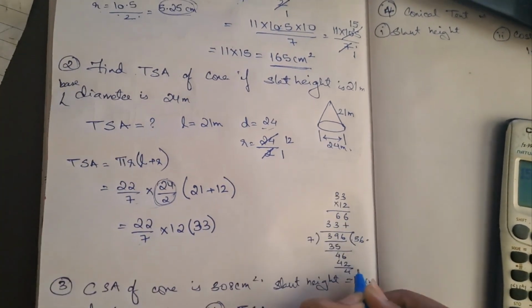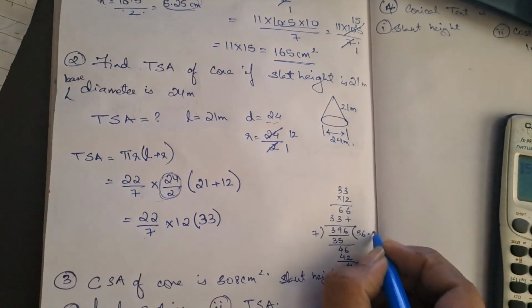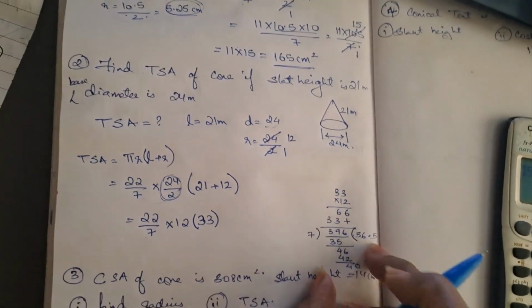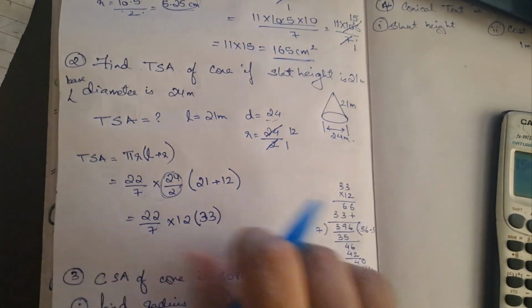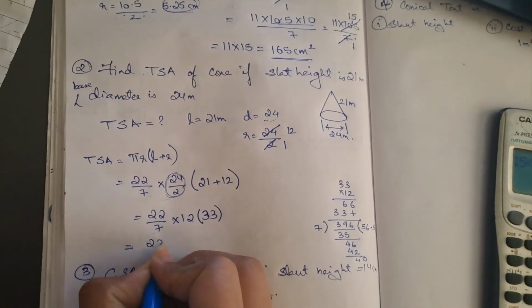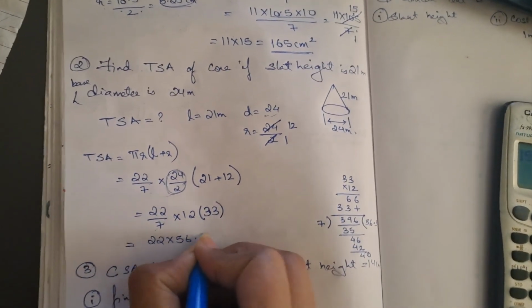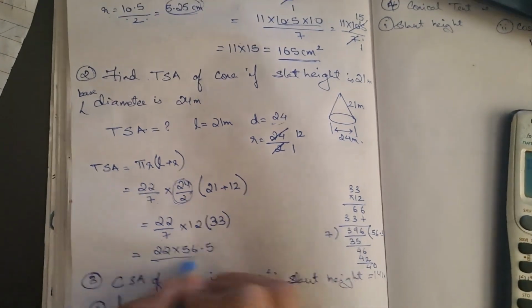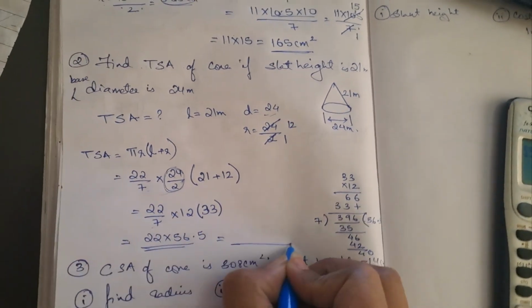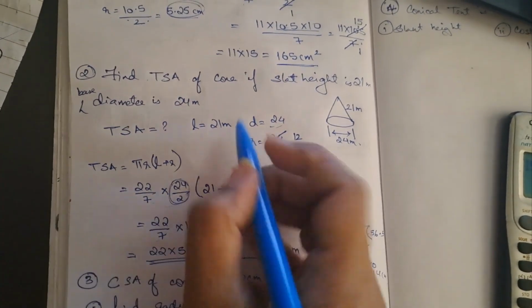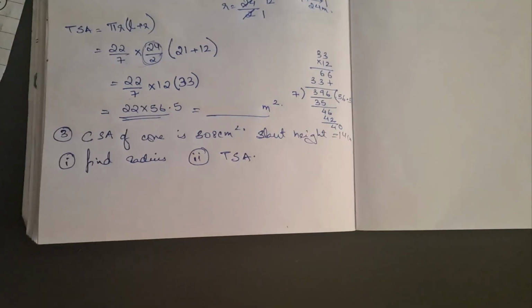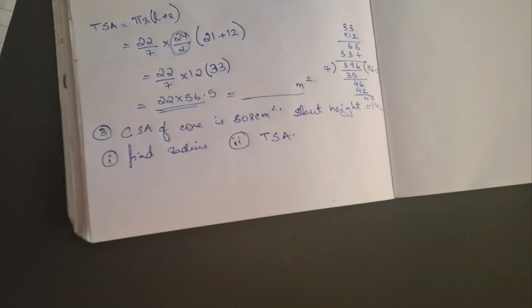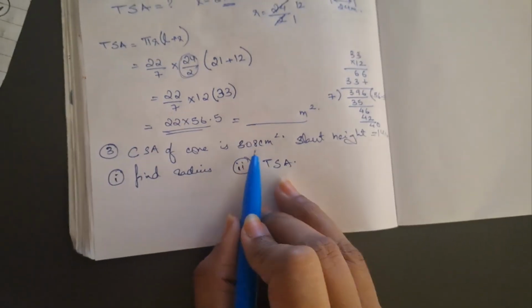You put a decimal, take a 0 in here. Then 7 5s are 35, so it will come to 30, and it will continue. So I'm taking only one decimal place. So it becomes 22 into 56.5 is the answer. Now multiply this and you will get your answers in meters square because the units are meters for both of them. Okay, now going to the third question, it is given that the CSA of cone is 308.